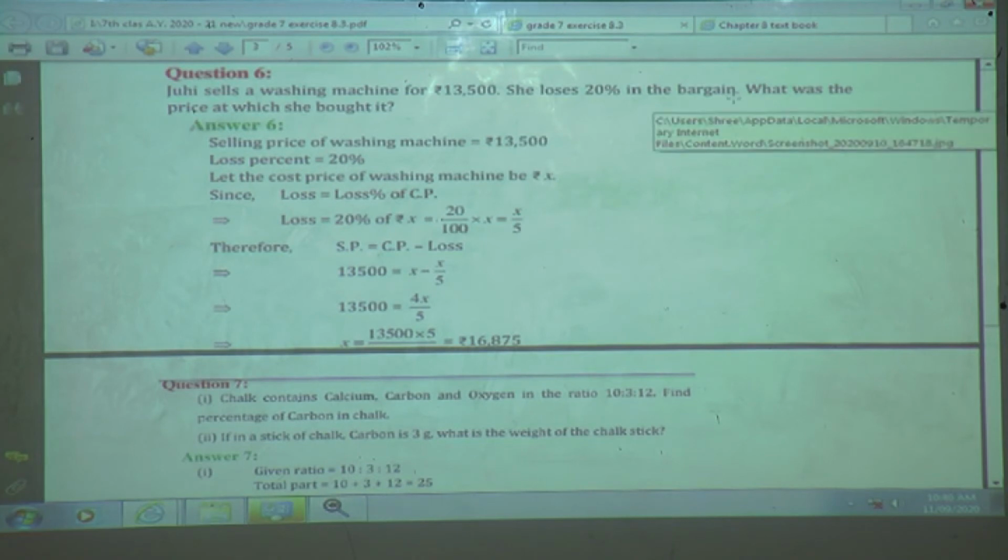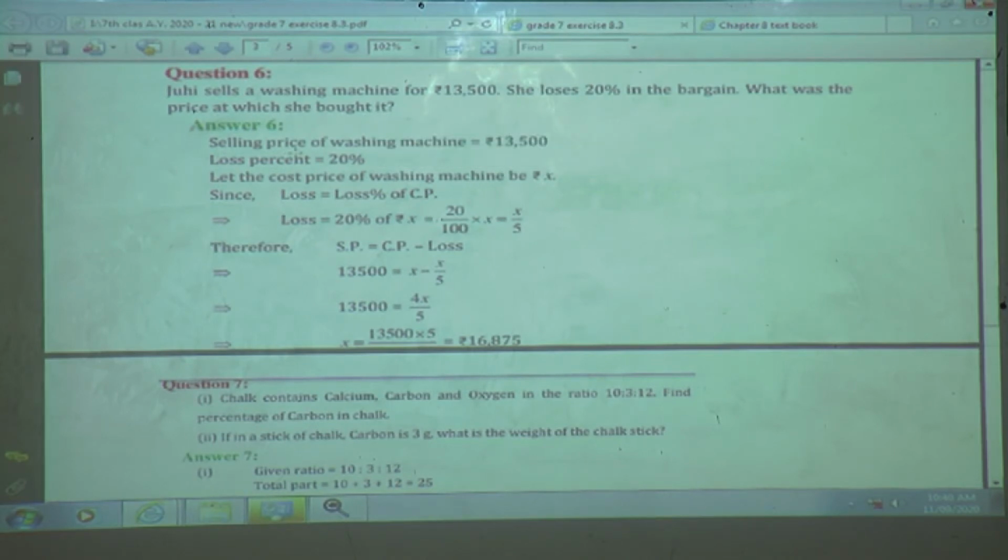Bargaining means we are just adjusting the figure. If it is 13,500, then you may say give it for 13,000 or 12,500. That decrease in the amount is nothing but bargaining to get to some round figure or nearest to that figure. What was the price at which she bought it?